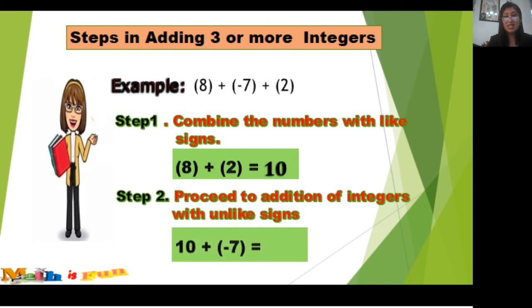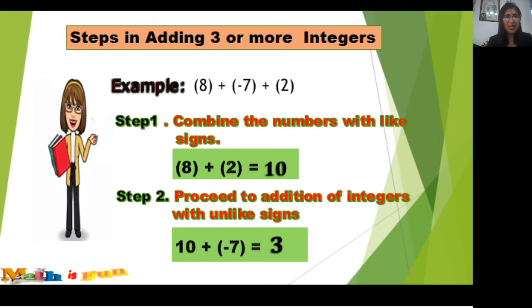10 plus negative 7. They have different signs. You apply now rule number 2. Subtract first. Then carry the sign of the greater absolute value of that number. Okay, so 10 plus negative 7, it is 3, positive 3.